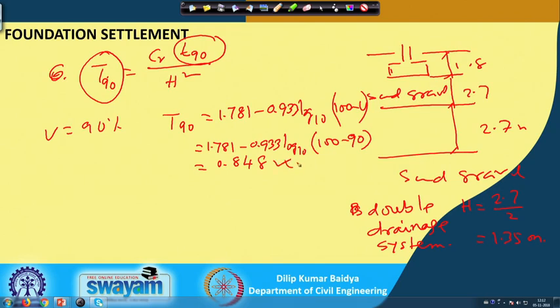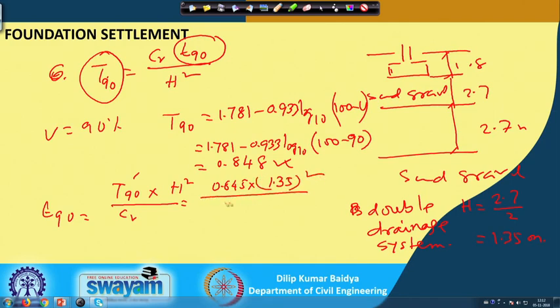Now, I go back to this equation. If I go back to this equation, then T 90 will be equal to T 90 multiplied by h square divided by C v. So, T 90 becomes 8.848 and h square becomes 1.35 whole square, divided by C v, which is actually given as 4.96 multiplied by 10 to the power minus 6, and this is given in meter square per minute.